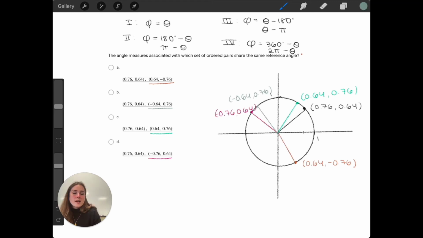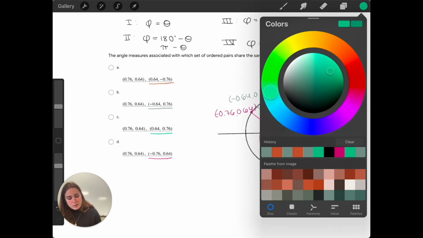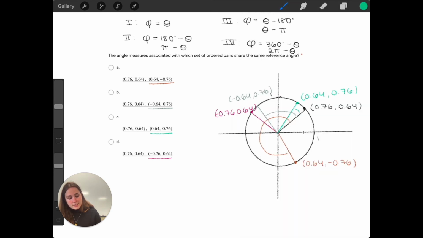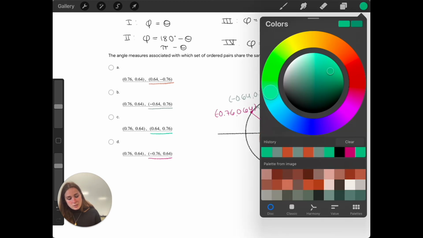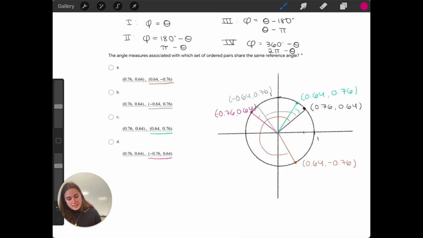For points to have the same reference angle, there should be around 90, 180, or 270 degrees between them. So let's take a look at each of these. From here to here, that's really close to 270 degrees, but it's not exactly that. For option B here, this is a little bit less than 90 degrees. For option C, that's definitely less than 90 degrees. And for option D, I can see that that is exactly 90 degrees.